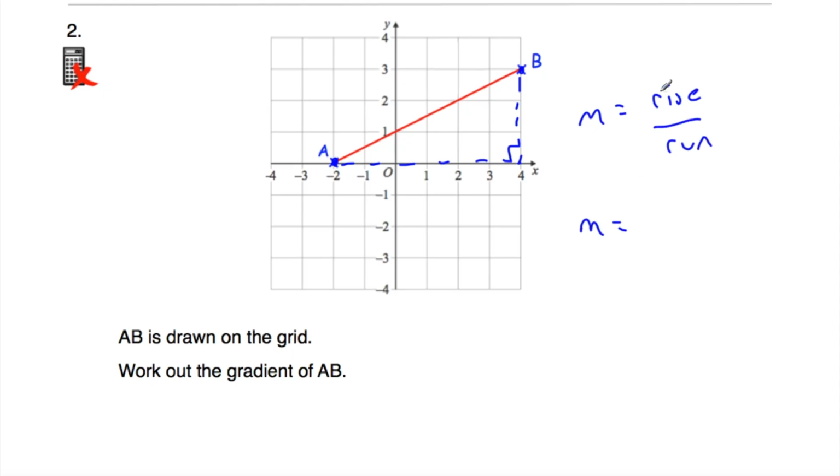So m, the gradient, is the rise. Well, let's write down what the rise and the run are. Okay, so let's start with the run. Well, we're going from -2 across to 4. So the run is 6. We're going 6 units across.